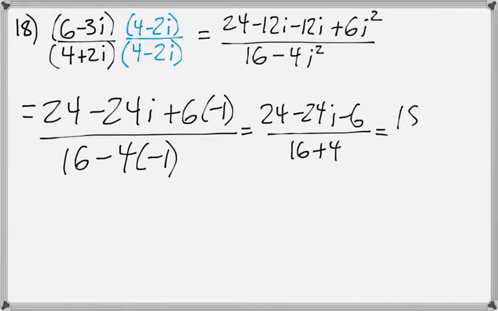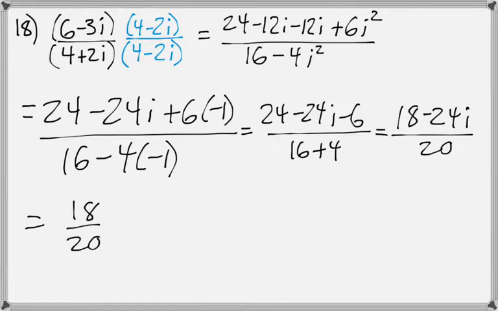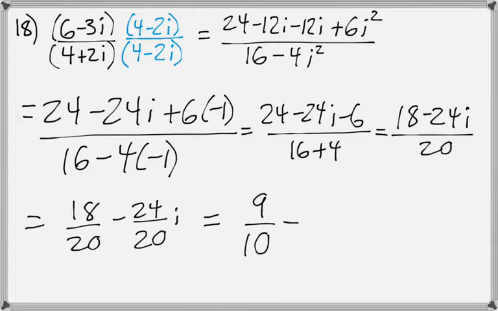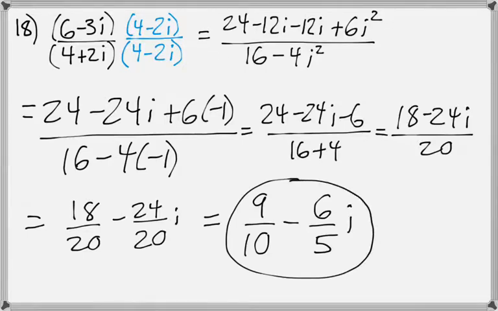And you could probably show it in fewer steps than I'm doing it, so that's fine. That's 18 minus 24i over 20. Then I want to split that up. So 18 over 20 minus 24 over 20 times i. And then lastly, reduce it. So this is now the simplified standard form, and I no longer have any i's in the denominator.